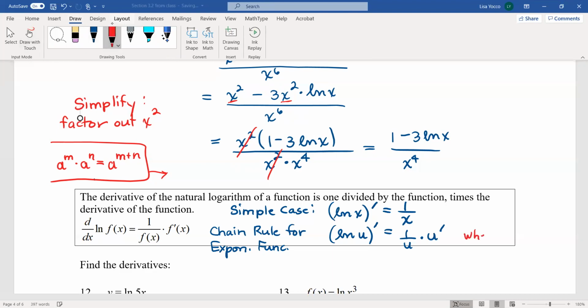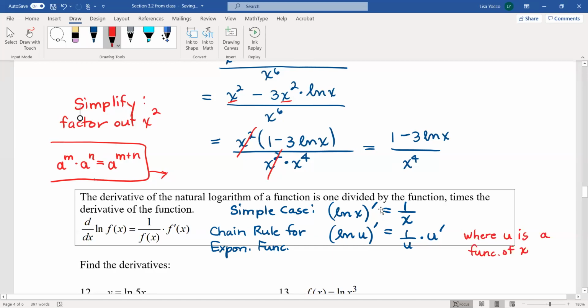So this is where u is a function of x, which is basically anything besides x. 5x, x squared, x minus 7, anything other than just plain old x. All right, so again, notice it starts off the same way.